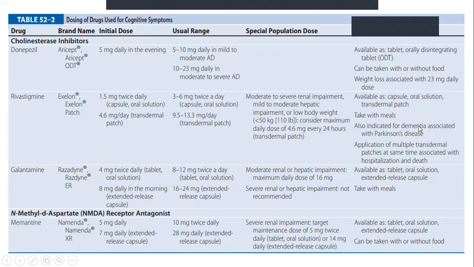It is also indicated for dementia associated with Parkinson's disease. Even in Parkinson's disease, they will be having dementia. In that case, we can go for this rivastigmine.